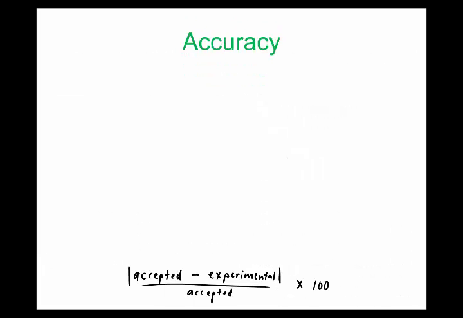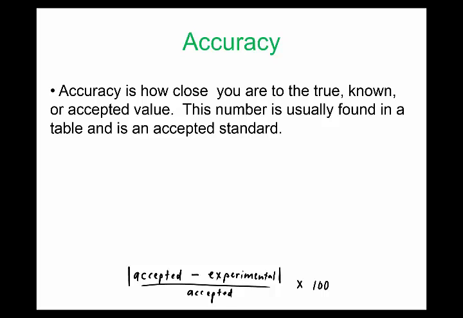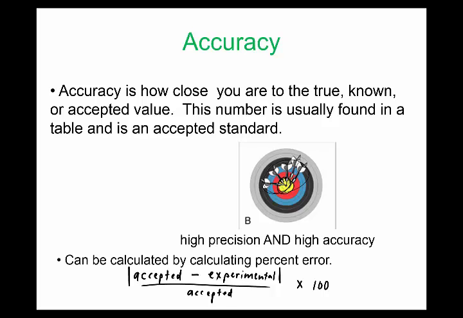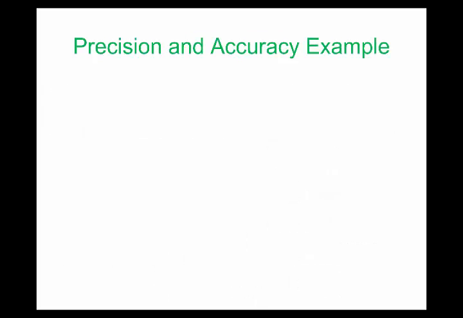Okay, so what is accuracy? Accuracy is how close you are to the true known value, the accepted value. So this picture right here is repeatable, so this is precise, and they've hit the true mark, so it's accurate. It can also be calculated by calculating a percent error, and this is the formula. So let me give you a quick example on precision and accuracy.